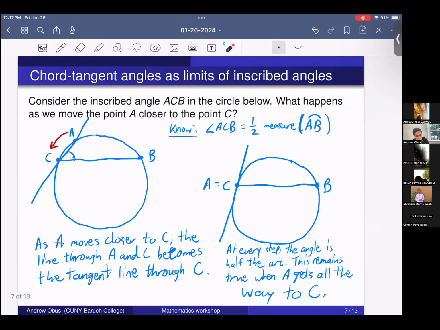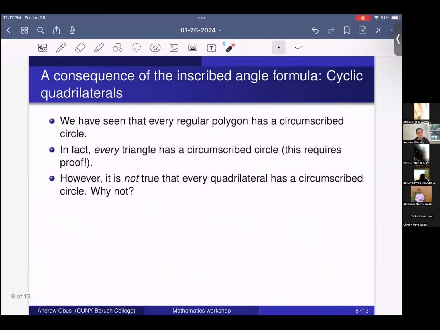Okay, so let me say one other thing. A consequence of the inscribed angle formula is something called a cyclic quadrilateral, right? One thing that we talked about when we did regular polygons is that every regular polygon, no matter how many sides it has, always has a circumscribed circle, right? So if I draw a little regular pentagon, then there's going to be a circle around it.